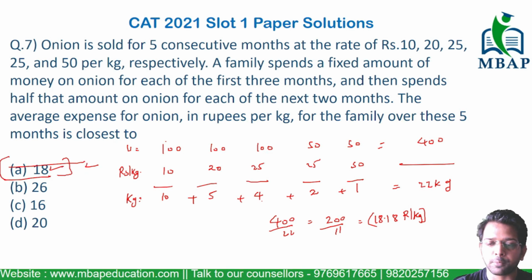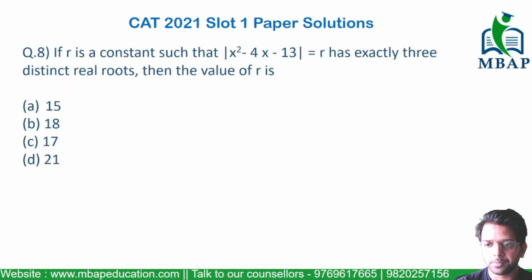Quite an easy question, I am sure all of you have solved it well also. Have a look at the next question. The question says, if r is a constant such that mod of x square minus 4x minus 13 is equal to r has exactly 3 distinct real roots, then find the value of r.